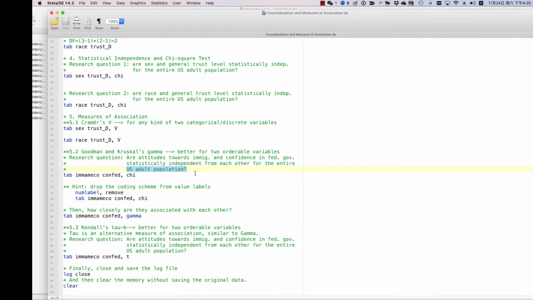In order to answer this question, we need to list a frequency table for two discrete variables, IMMAMECO, as well as CONFED. These two discrete variables are all orderable discrete variables. And then we provide a CHI option to this cross-tabulation command. And let's test the statistical independence between these two variables first. So go ahead and highlight row 76 and run.